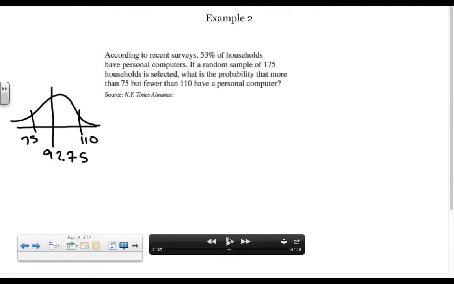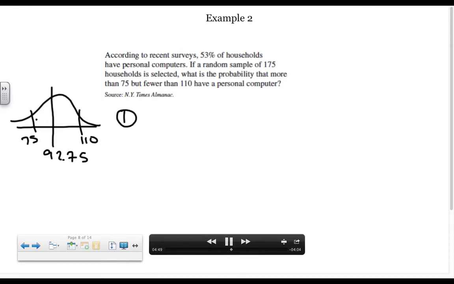Okay, so the mean. How I calculated the mean, and I should have shown this on here, I apologize for that. It says 53% of the households have personal computers. If a random sample of 175 households is selected, so NP, 0.53 times 175, gives me 92.75. So that is my mean. Now we're going to continue. What are we looking for? We're looking for more than 75, but less than 110. So we're looking for this area in between 110 and 75.